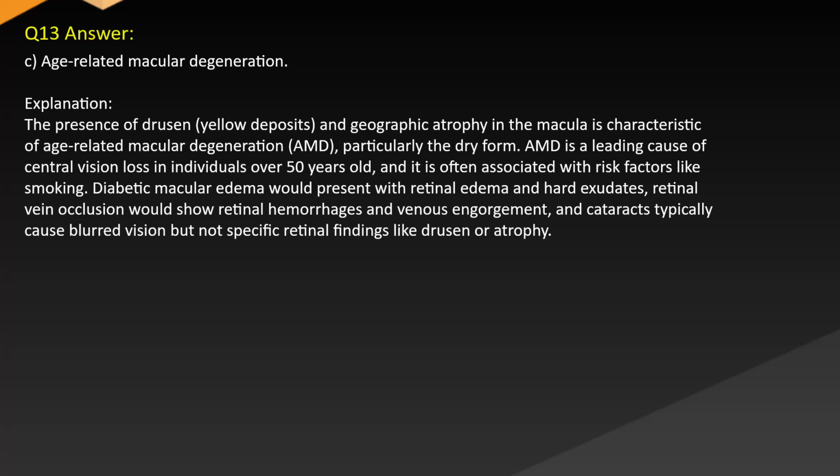Diabetic macular edema would present with retinal edema and exudates. Retinal vein occlusion would show retinal hemorrhages and venous engorgement, and cataracts typically cause blurred vision, but not specific retinal findings like drusen or atrophy.